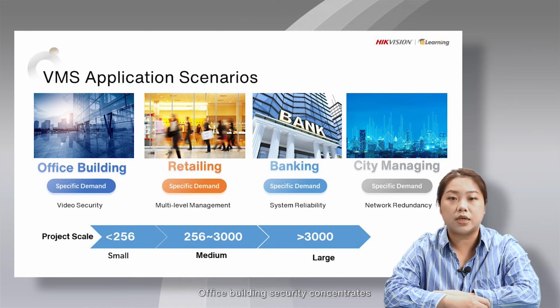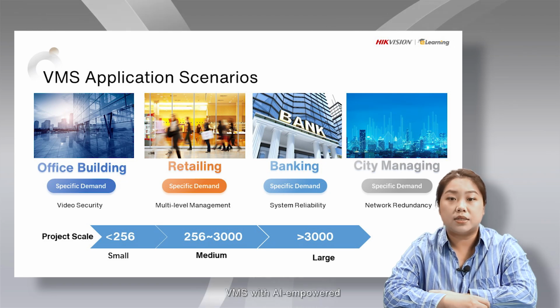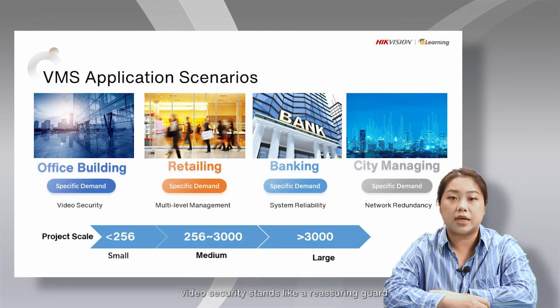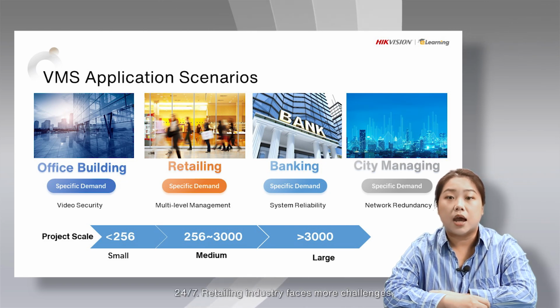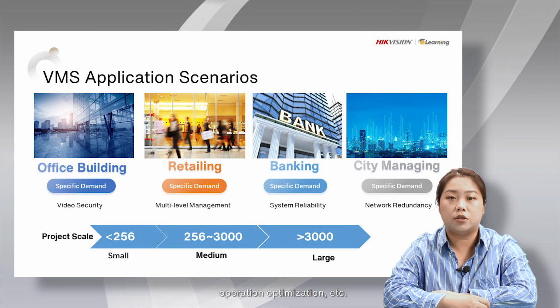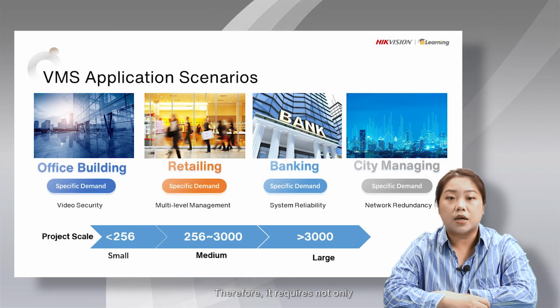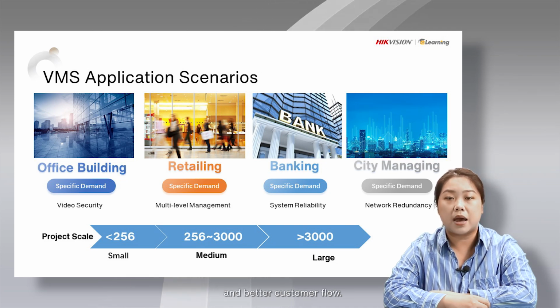Office building security concentrates on the video security. VMS with AI-empowered video security stands like a reassuring guard 24/7. And retailing industry faces more challenges, such as tight spaces with no security and loss prevention, operation optimization, and etc. Therefore, it requires not only video security but also intelligent data analysis for a well-designed store layout and better customer flow.